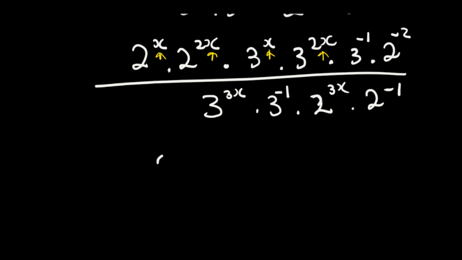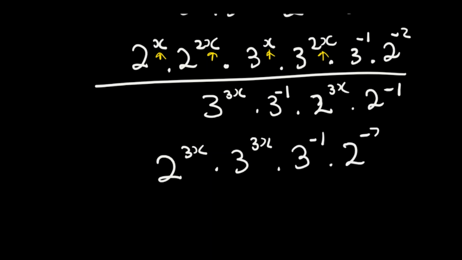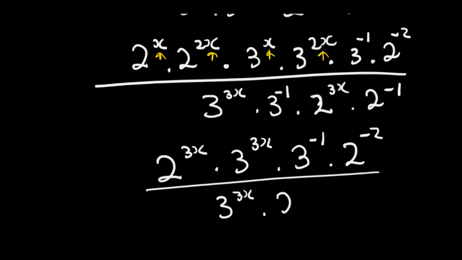So it's going to be 2 to the power of 3x multiplied by 3 to the power of 3x multiplied by 3 to the power of minus 1 multiplied by 2 to the power of minus 2, divided by 3 to the power of 3x multiplied by 2 to the power of 3x multiplied by 3 to the power of minus 1 multiplied by 2 to the power of minus 1, right?